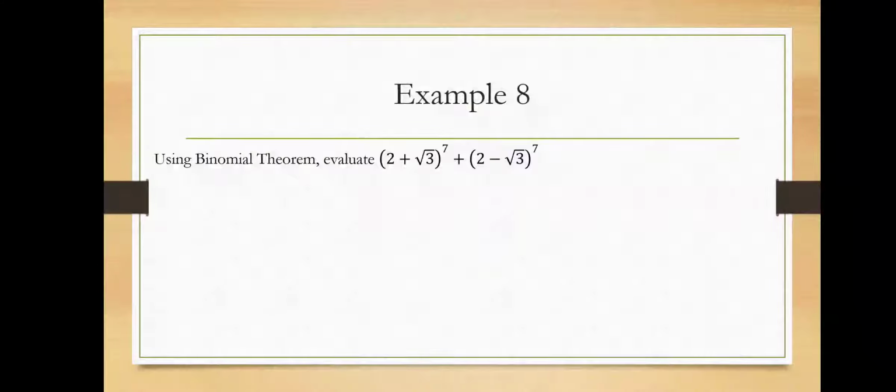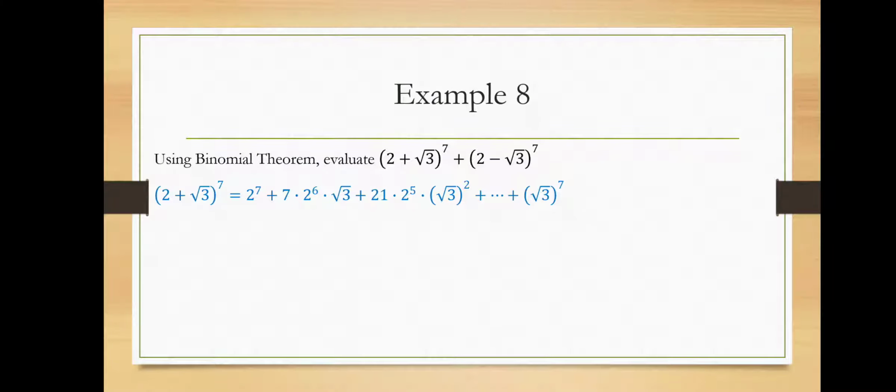Now, obviously, we need to calculate both of them, but we are not going to calculate them individually. Let us start off with (2 plus root 3) to the power 7. It will be 7c0 into 2 to the power 7, then 7c1 into 2 to the power 6 into root 3, and so on till the last term. Now, you need to learn how to write them directly without writing all those coefficients.